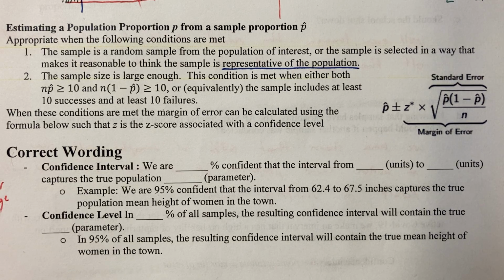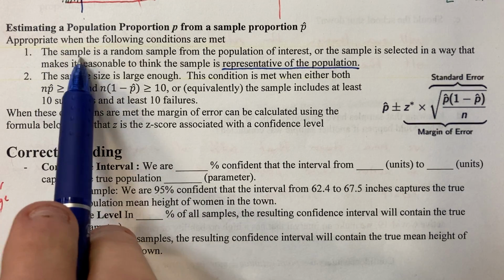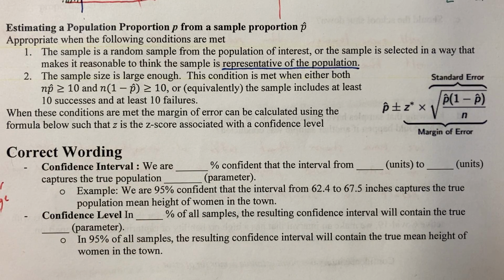You could use a simple random sample. Usually they'll say a simple random sample, like we'll see in an example. They should say a stratified random sample, but anyway, the sample has to be representative of the population. Otherwise, there'd be a bias, and our point estimate would be off.